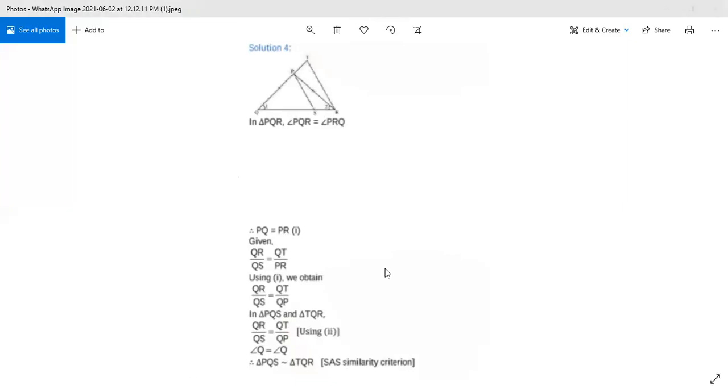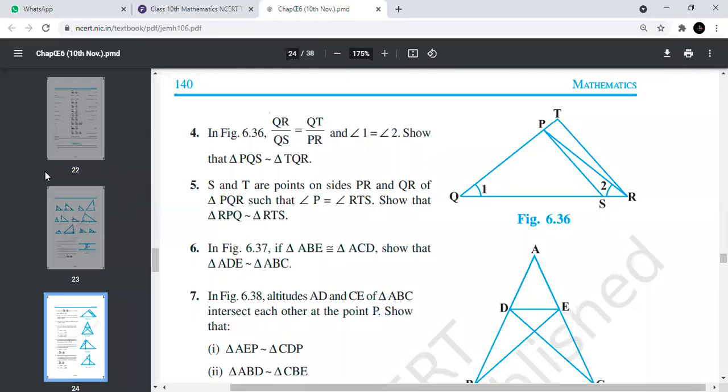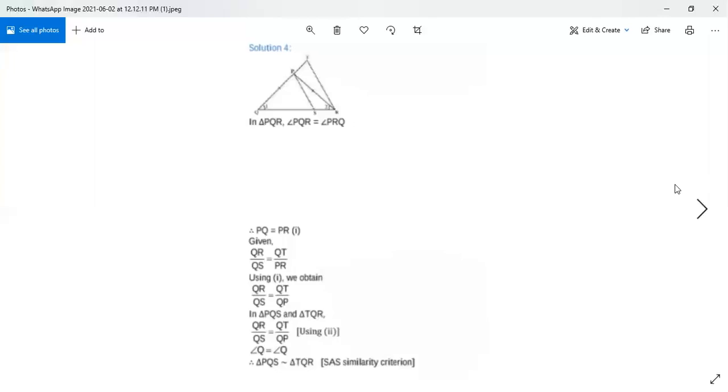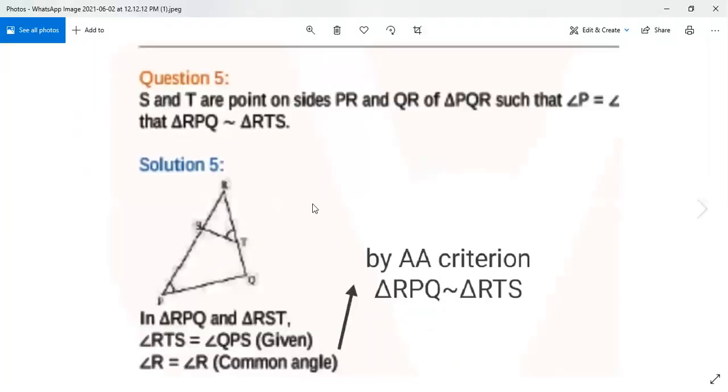Then next we have, now for the fifth question. I think we need to make the figure for that, as it is not given to us. S and T are points on the side PR and QR of a triangle PQR such that angle P is equal to angle RTS. Then you have to show these two triangles are similar. So first you need to make the figure for that question, children. And the figure will come out to be something like this.